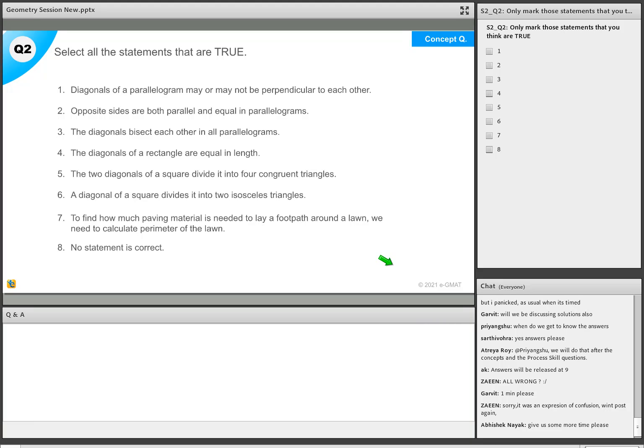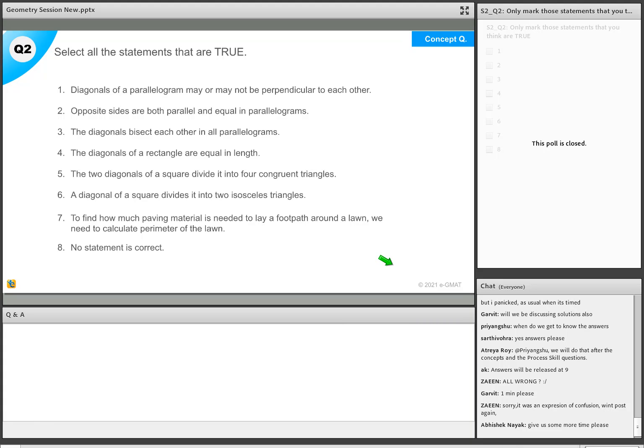All right, the last 10 seconds. Please mark the statements that you feel are correct. 3, 2, 1, and 0. So I am going to end the poll.